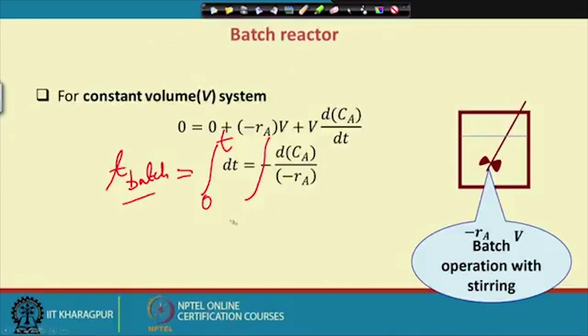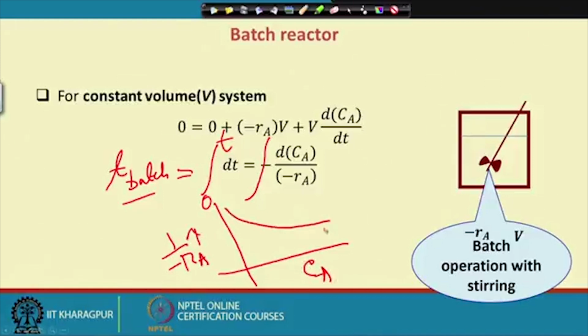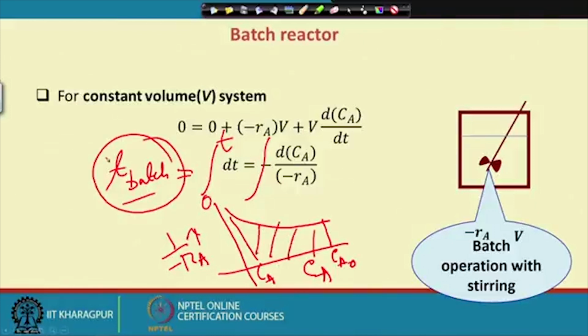Now, if you want to calculate this, how can you calculate? This is minus R A and this is C A, and suppose the correlation is like this, and suppose this is C A 0 and this is C A. So, the area under this curve is equal to T batch. We can easily calculate the batch time like this.